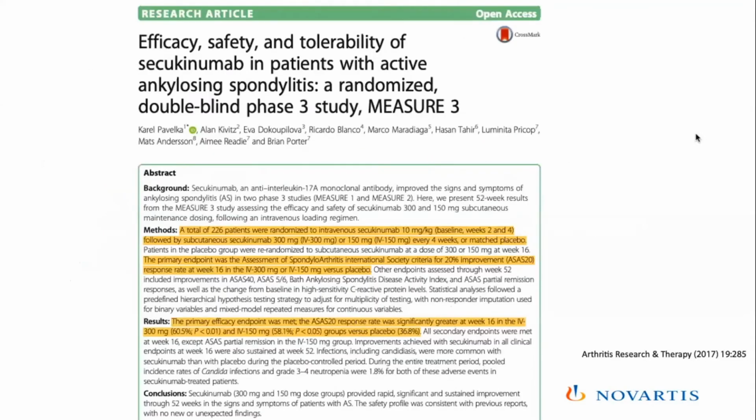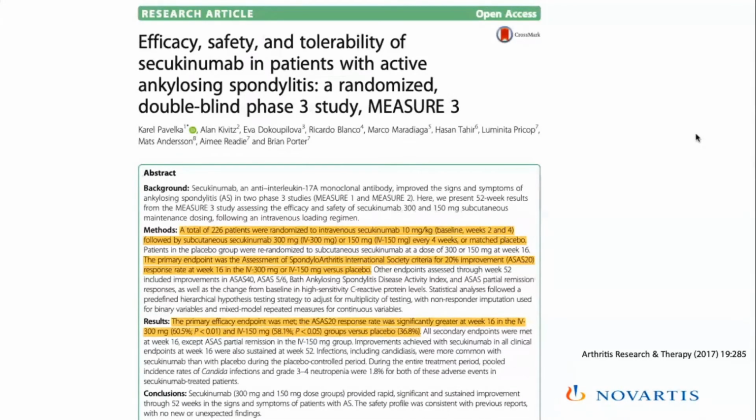So coming to the MEASURE 3 trial. MEASURE 3 trial has given initially 3 doses of IV secukinumab at 0, 2 and 4 weeks, followed by 2 doses of subcutaneous secukinumab at every monthly interval. 1 dose was 300 mg and 1 dose was 150 mg. Remember, in the MEASURE 1 trial, we have used 150 mg and 75 mg.